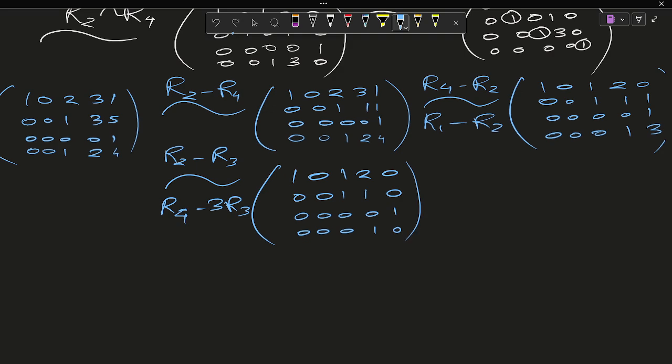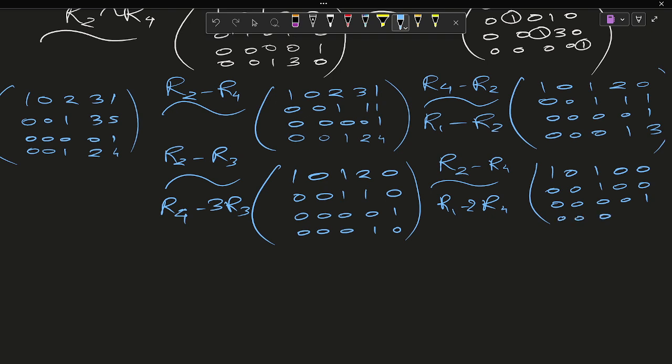Now I want to clean this row. That means fourth row, fourth column. So what can be done by using this? My R2 minus R4 and again R1 minus 2R4. Then 1 0 1 0 0 0 0 1 0 0 and 0 0 0 0 1 and 0 0 0 1 0.